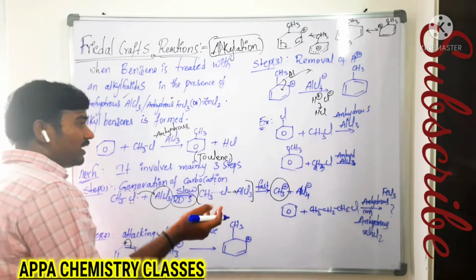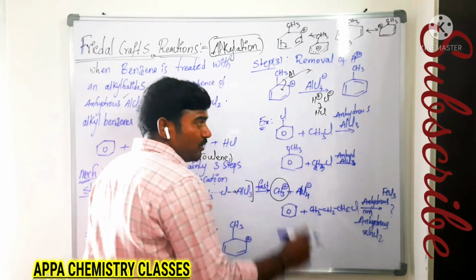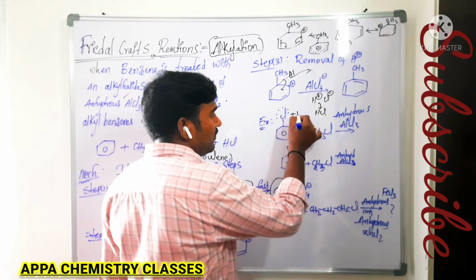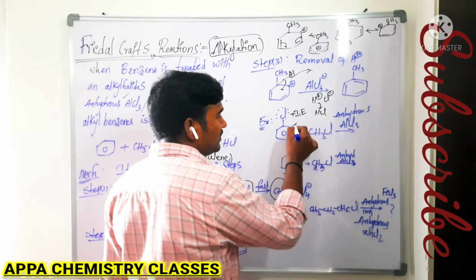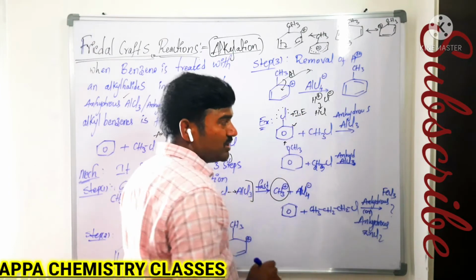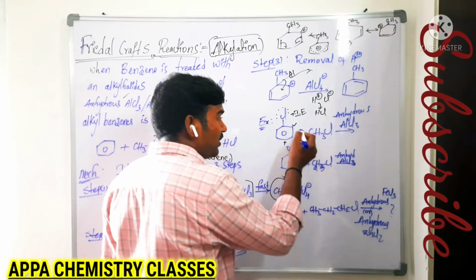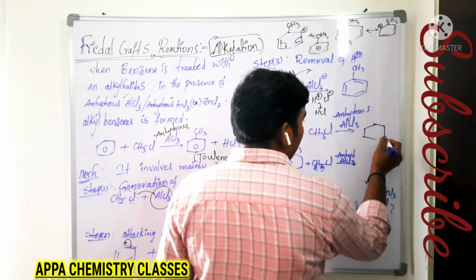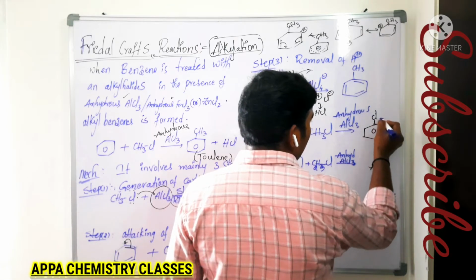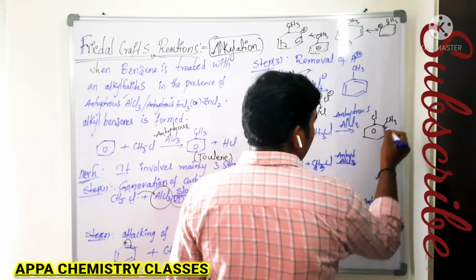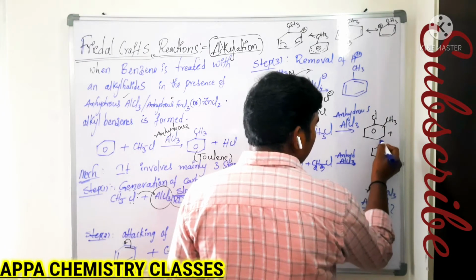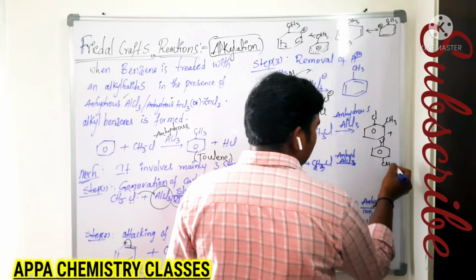Next we are going to see here this is chlorobenzene. This chlorine is a plus I group which increases electron density at ortho and para position. Then the carbocation preferably substitutes at ortho and para position only. Now you see here we are getting ortho methyl chlorobenzene and para methyl chlorobenzene.